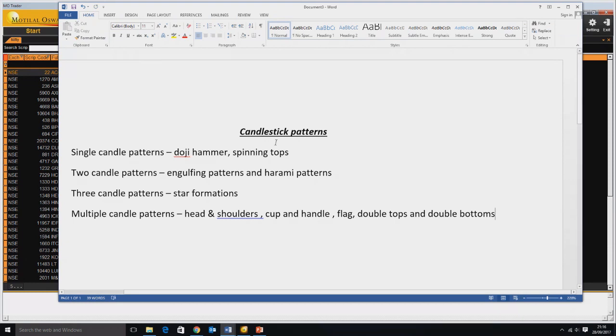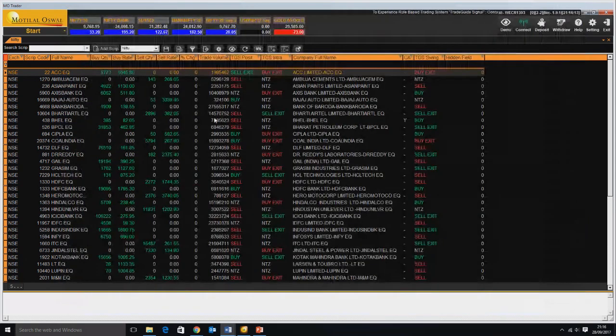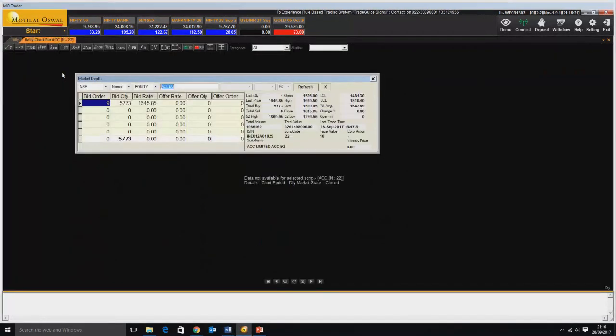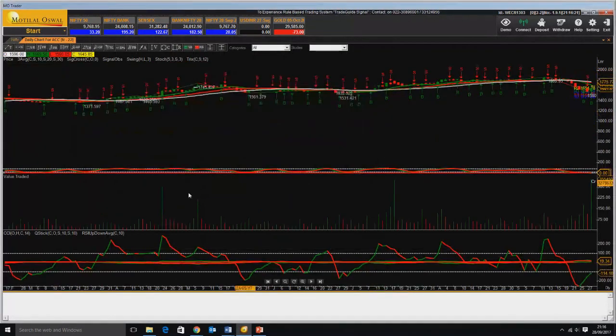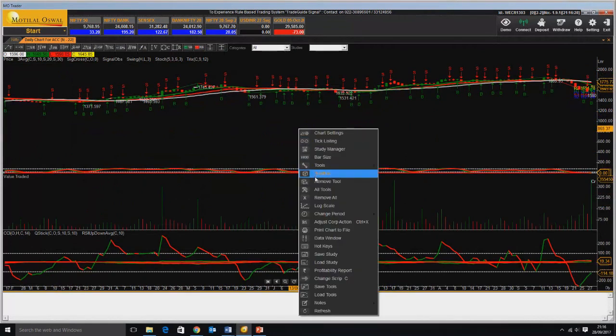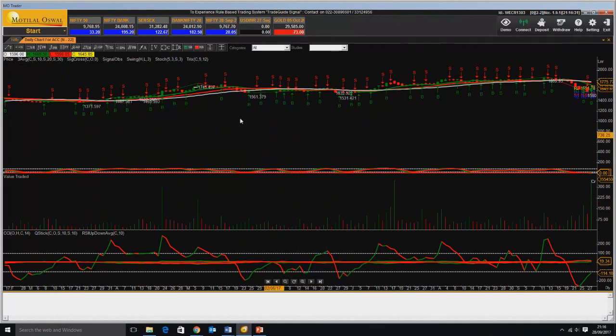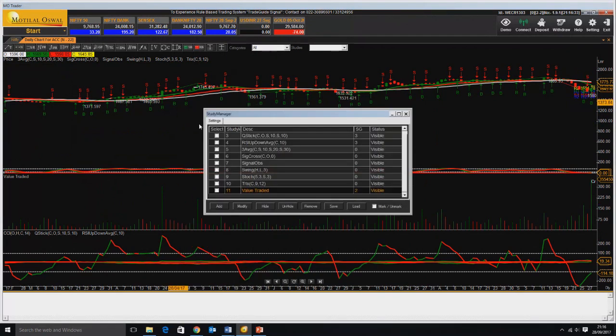Now let's go to the terminal and analyze those things, right? So this is Orient Light. I'll simply go to any script. I'm just going with a random one, say ACC, which is first on this list. Here I'll remove all my things first. I have to remove a lot actually. So remove all. I'll go to the study manager.